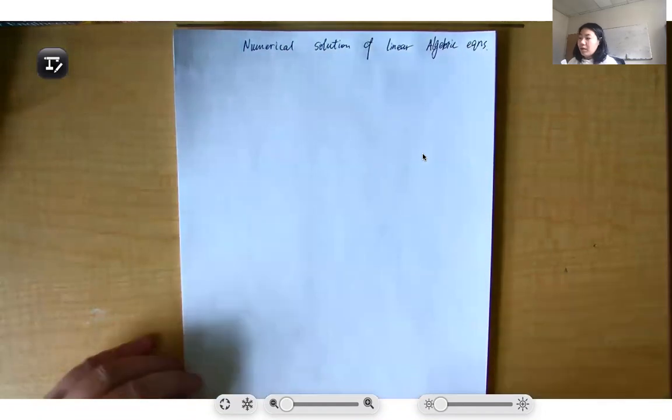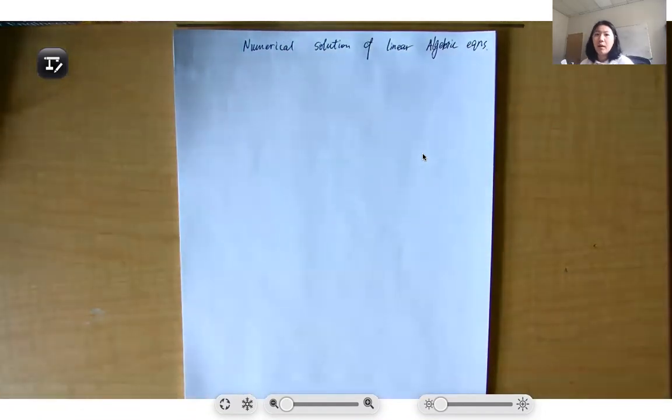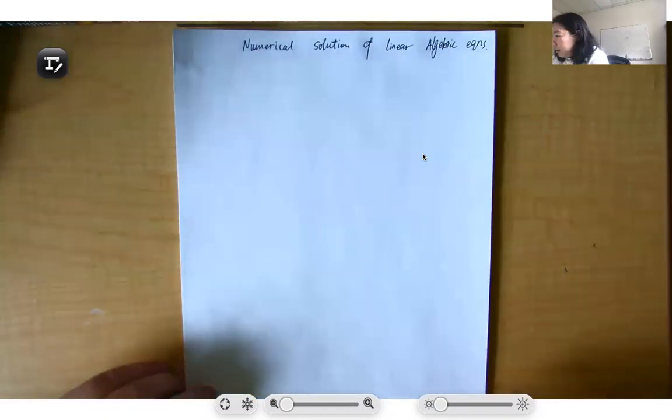And we talked about linear algebra equations before, probably like 1.5 months ago. At that time we were solving the linear algebra equations analytically. Now we want to solve it numerically. Why do we want to solve it numerically?